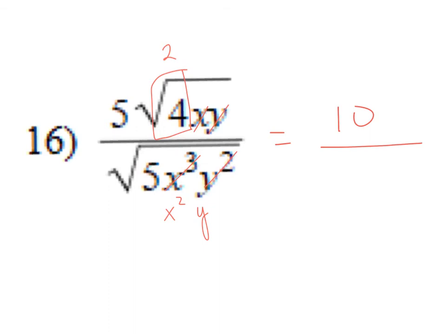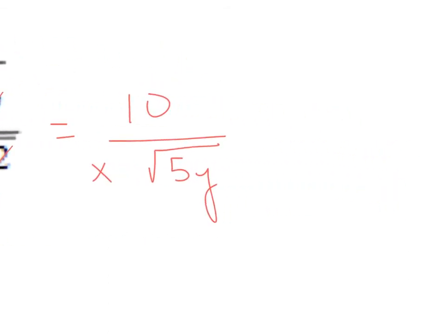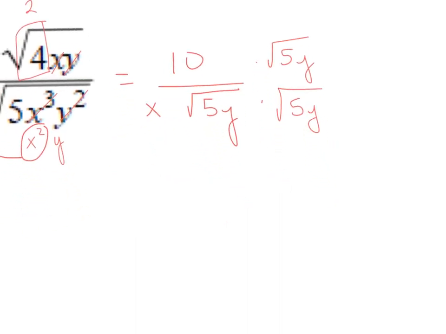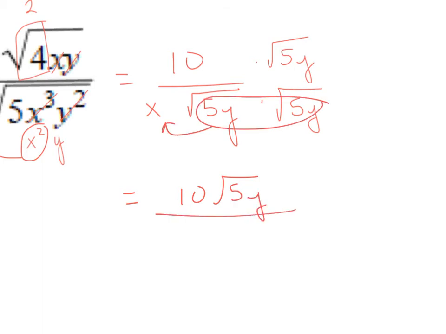Okay, on the bottom, technically this x squared would move out, so I'll have an x on the outside, and then I have a 5 and a y left over on the inside. So I am going to multiply by the square root of 5y on top and bottom. Okay, so I have 10 root 5y on top. On the bottom, these are going to pair up and move out. So I've got a 5, an x, and a y all on the bottom.